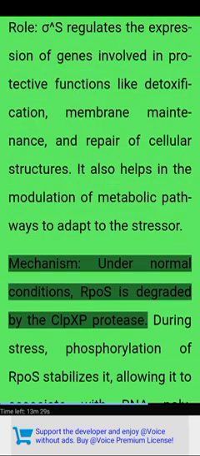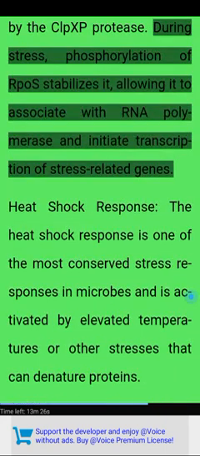Mechanism. Under normal conditions, RpoS is degraded by the ClpXP protease. During stress, phosphorylation of RpoS stabilizes it, allowing it to associate with RNA polymerase and initiate transcription of stress-related genes.